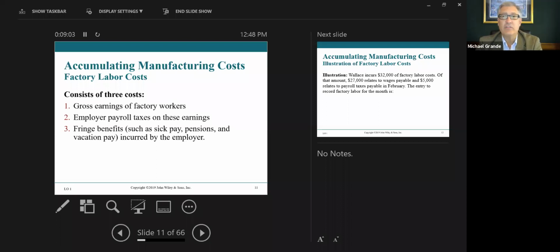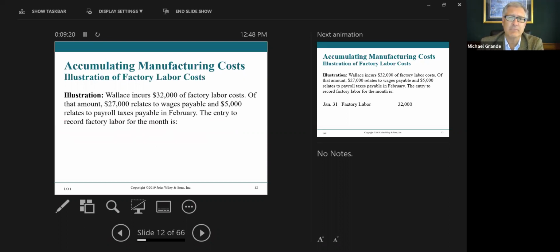Accumulating manufacturing costs, factory labor costs. These are the wages and salaries and benefits of employees working in the factory. You get the gross earnings, the employer payroll taxes, and then any fringe benefits that may be incurred for the employees. Here's another example. They incur $32,000 of factory labor costs. Of that amount, $27,000 relates to wages payable and $5,000 relates to payroll taxes payable.